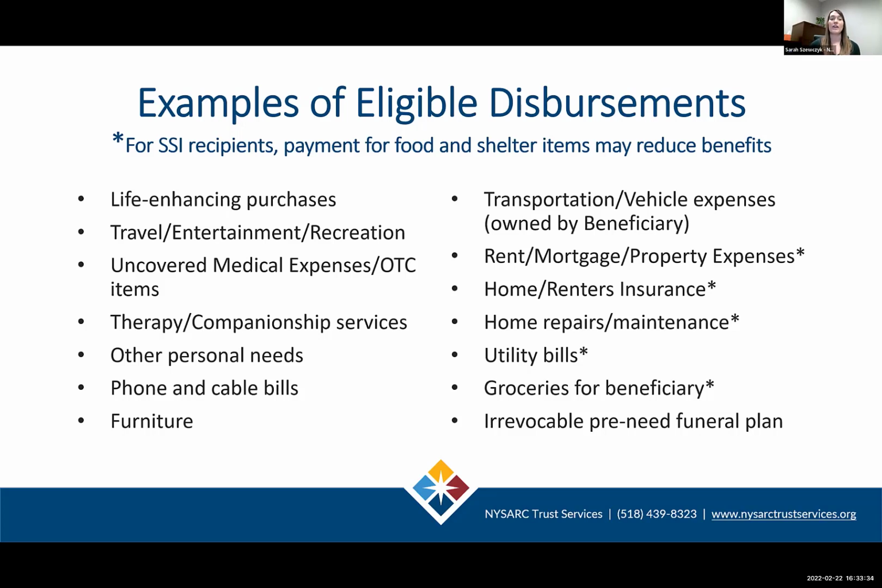It can cover things that their Medicaid or SSI benefits do not provide. So if they have a need for a special piece of equipment that's not covered under Medicaid, perhaps it's over-the-counter items that are needed that are not covered by benefits. Those are examples of things the trust can pay for. Therapy, companionship services, we know that those are often hard to come by when it's not provided through government benefits.